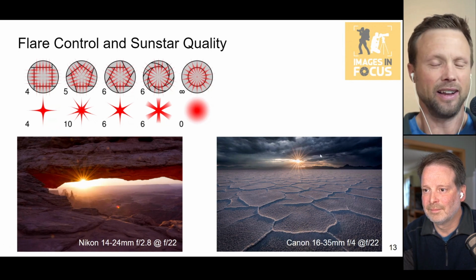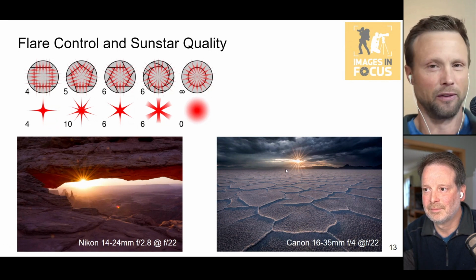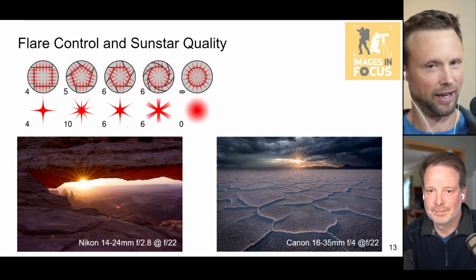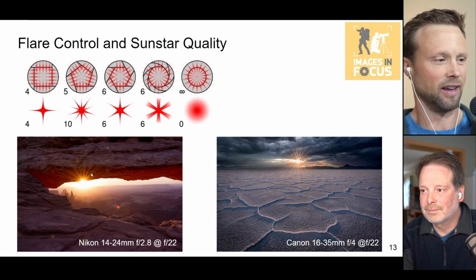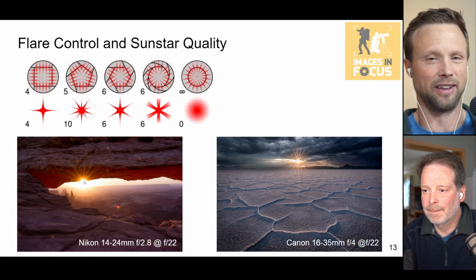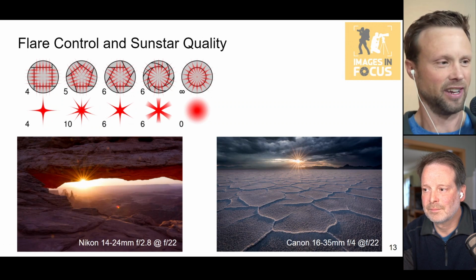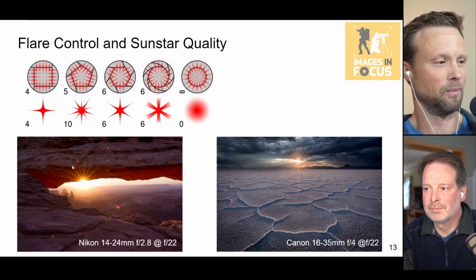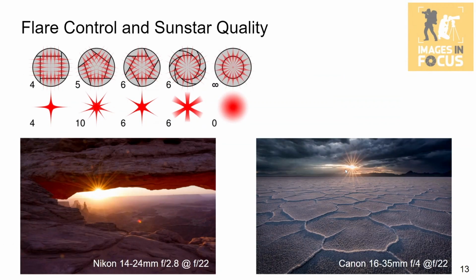But then the next thing is, what does the Sunstar or the diffraction pattern actually look like? And you can see here with this Nikon lens, it's not really all that sharp or distinct. It's kind of breaking up into multiple bands here. Whereas with this Canon lens, it has a very symmetrical Sunstar, and it's very sharp. And that's all going to depend on the type of aperture blades.